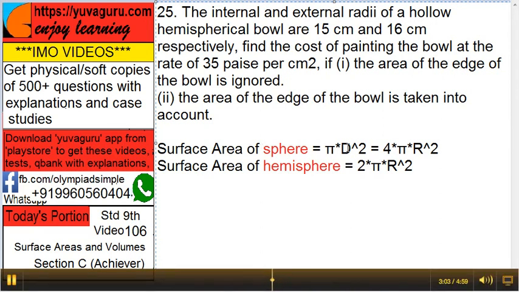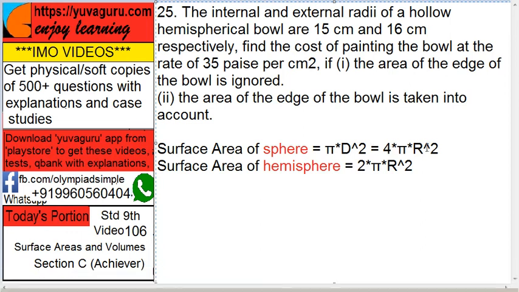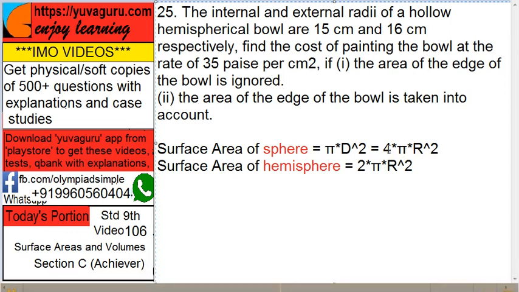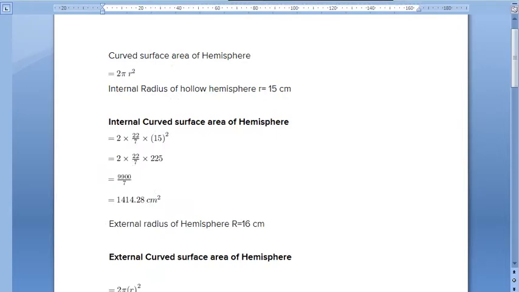but this can also be written, as d equals 2r, as 4 pi r square. So the surface area of a hemisphere will be what now? Half of this, that is 2 pi r square. Remember this formula.